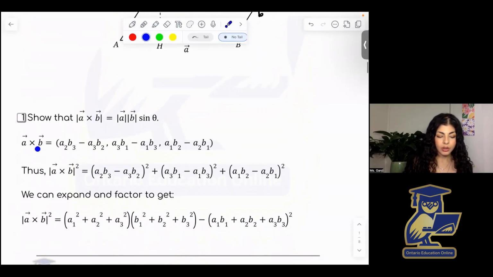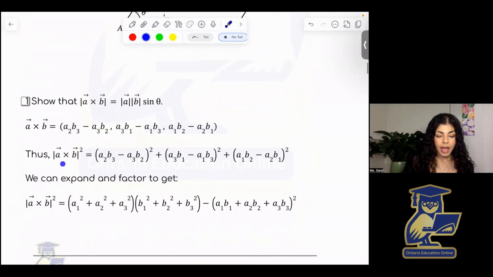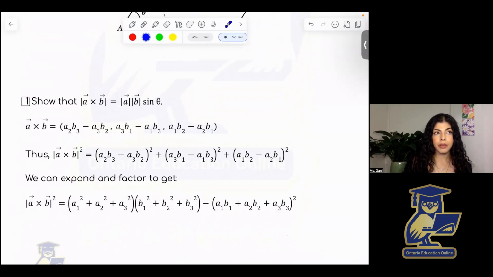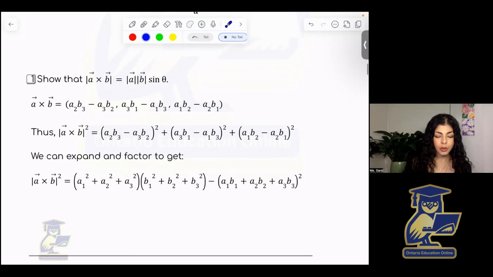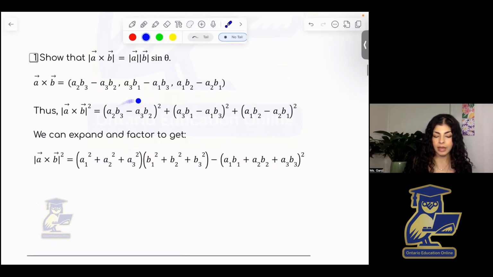So here, starting with the cross product of A and B, and this is the formula we saw last class, then taking the magnitude of this squared, and this is just using the magnitude of a vector in three-dimensional space. So we take the x component squared plus the y component squared plus the z component squared. If I wanted just the magnitude, I would have to take the square root of all of this, but we're not going to do that just yet. So first I'm going to expand and factor.